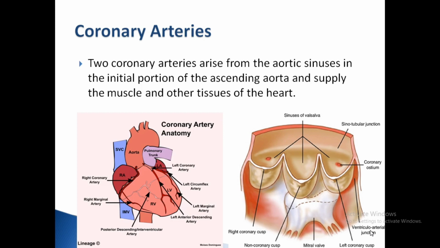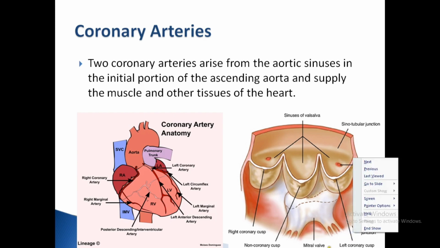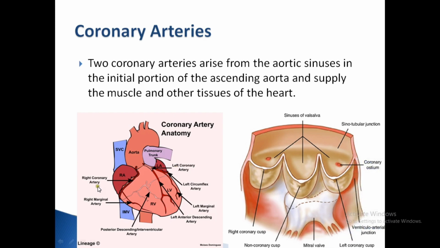So starting with the coronary arteries. When we talk about coronary arteries, there are two coronary arteries, that is the right and the left coronary artery. Now if you could see in the picture, this is the right coronary artery and this is the left coronary artery. These coronary arteries arise from the aortic sinuses in the initial portion of the ascending aorta, and they supply the muscle and other tissues of the heart.